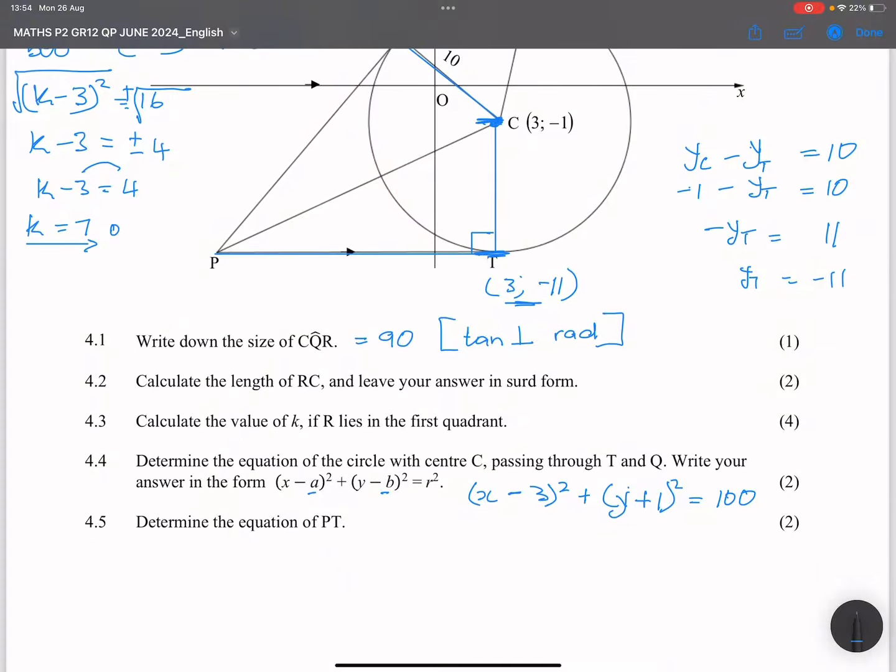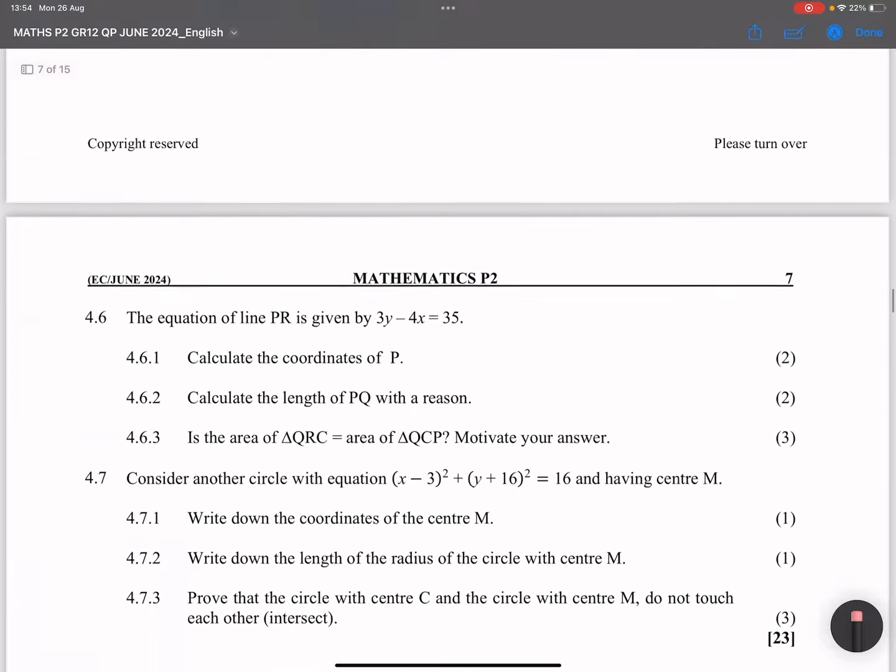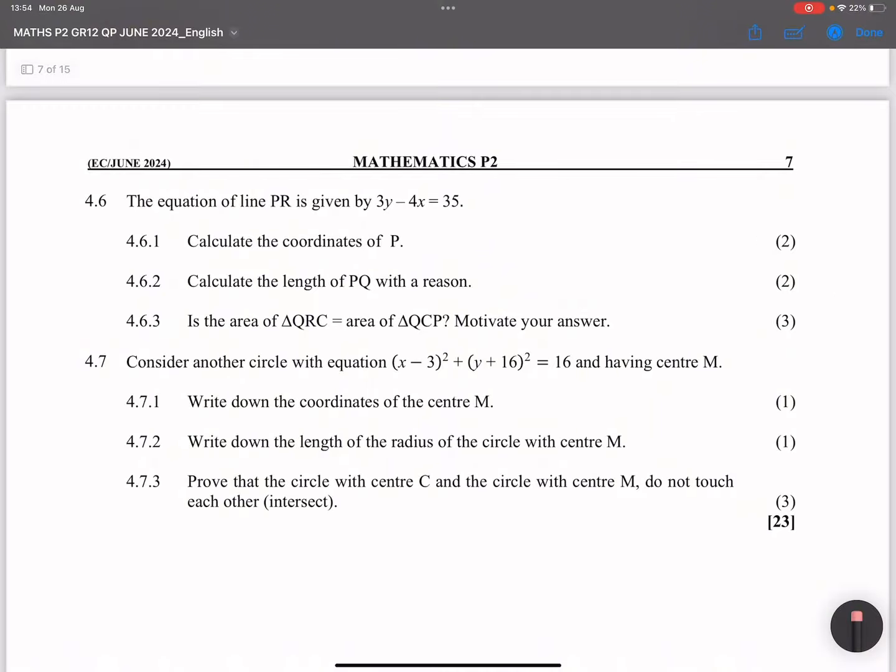So the equation of PT, I want you to note, this line passes through negative 11. So that equation would simply be y is equal to negative 11. Remember, that's how we get a horizontal line. It's characterized by y is equal to. Now let's continue. They say the equation of line PR is given by 3y minus 4x is equal to 35.